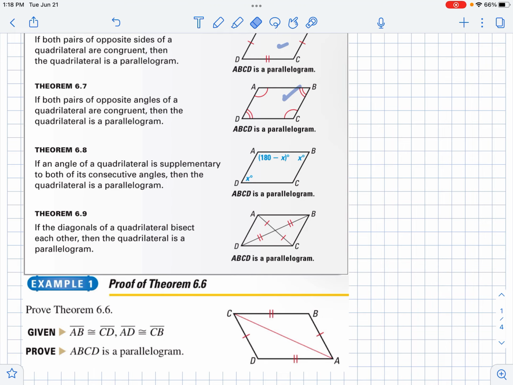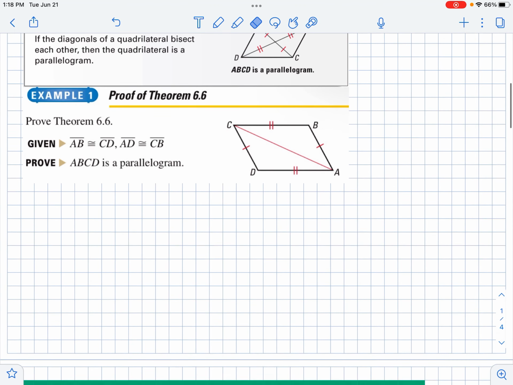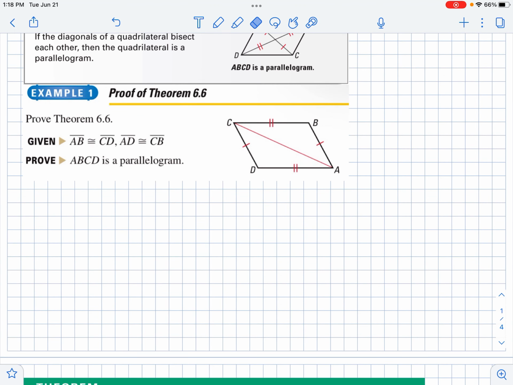Okay, now, let's see how we would use that to prove that this ABCD right here is a parallelogram. Now remember, to prove that we have a parallelogram, what we have to do is show this side is parallel to this side. This side is parallel to this side. This is what we have to do. So they're going to give us some information. We're going to use that information to get to that.